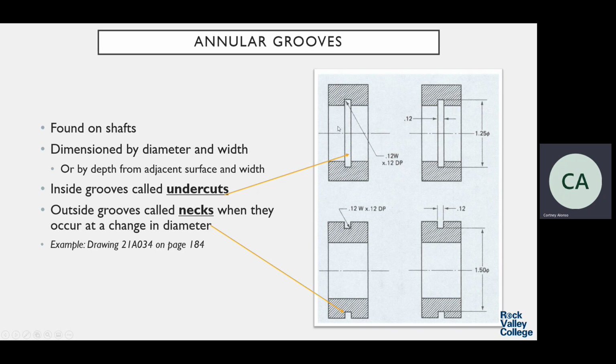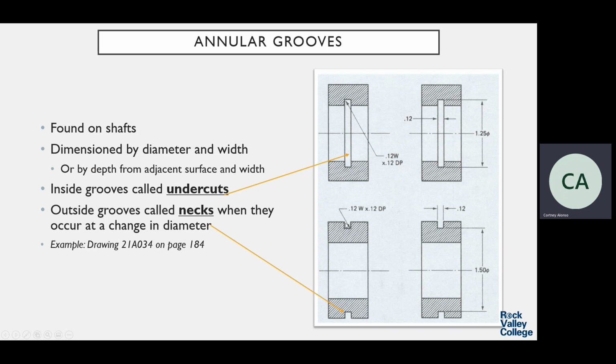Now you have two types of grooves. You have the inside and the outside. The outside grooves are actually called necks, whereas the inside are undercuts. So here you have an example. This is an undercut. Why this is important: you might have a question that asks you, what is the diameter of this undercut? It's important that you know what an undercut is and then where to find the diameter. Two things there. And then same if I ask you about a neck, the neck is this little indent.